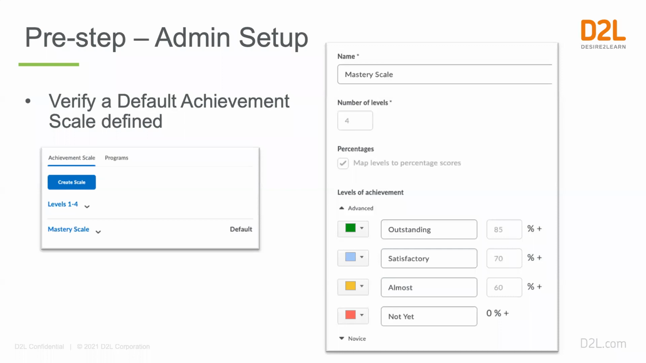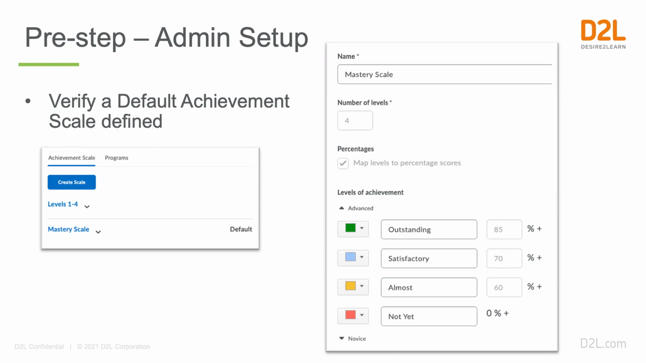So here, those labels are not yet, almost, satisfactory, and outstanding. You can also attach any color coding to them. The color coding we saw on the grid view of Master View, that table layout, the color coded view, that's where the colors show up, as well as the colored bars in the progress view. And then on the right-hand side here, the percentage boundaries.